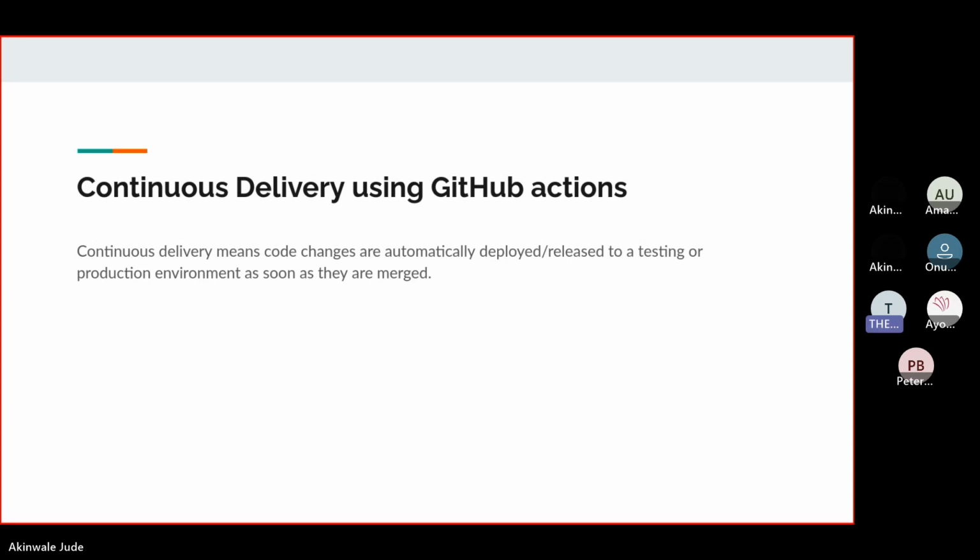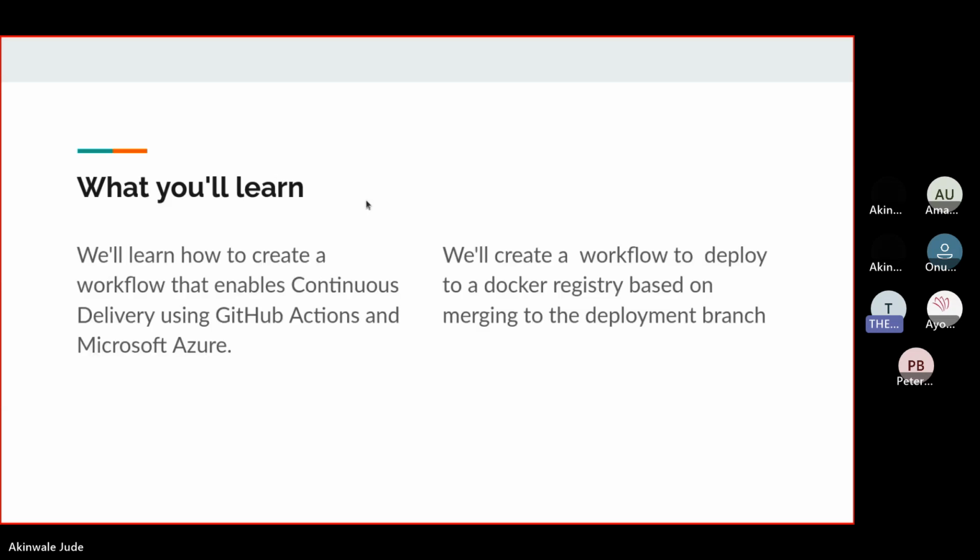So for continuous delivery, what this means is that the changes made in the code are automatically deployed or released to a testing or production environment as soon as they are merged. We would also be implementing this using GitHub Actions, and we would create a workflow to basically show how this can be done. And for that, we're going to be using container images as well.